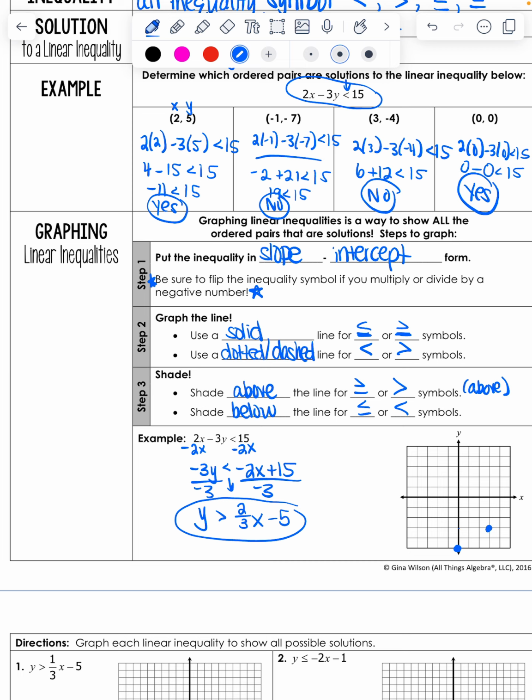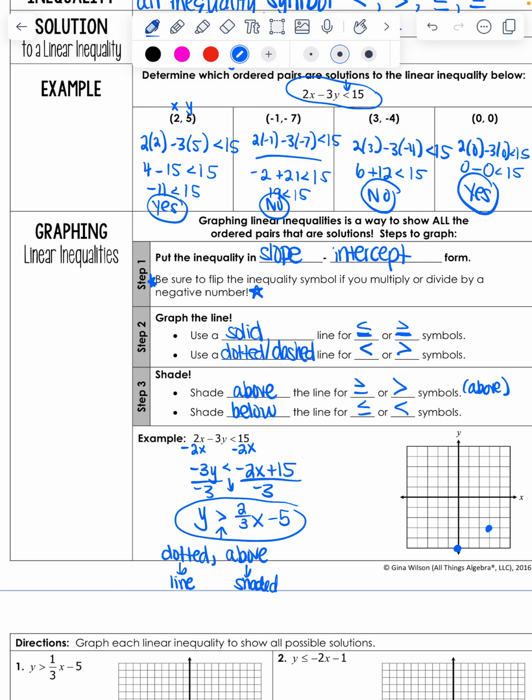Now here's the thing. We have to remember that this symbol tells us two different things. It tells us what type of line it is, and because it's just a greater than symbol and it's not equal to as well, this is going to be a dotted or dashed line. And also the symbol is greater than, which means the shaded region is going to be colored in above the line. So the type of line is dotted and the shaded region is going to be above.